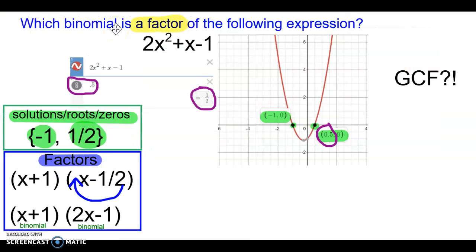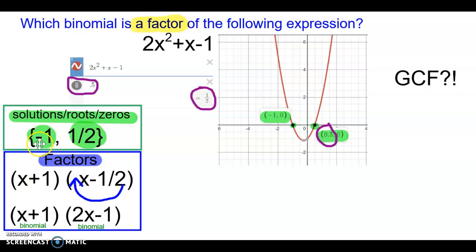All right, this type of question says, which binomial is a factor of the following expression? 2x squared plus x minus 1. So I go to Desmos, I type in 2x squared plus x minus 1. I find my solution, my root, my 0, which is -1, and 0.5. 0.5 is a decimal, so I have to go over to Desmos and type in 0.5. I click this, that will pop up, and it changes it to a fraction for me. So now I have my solutions are -1 and 1/2.